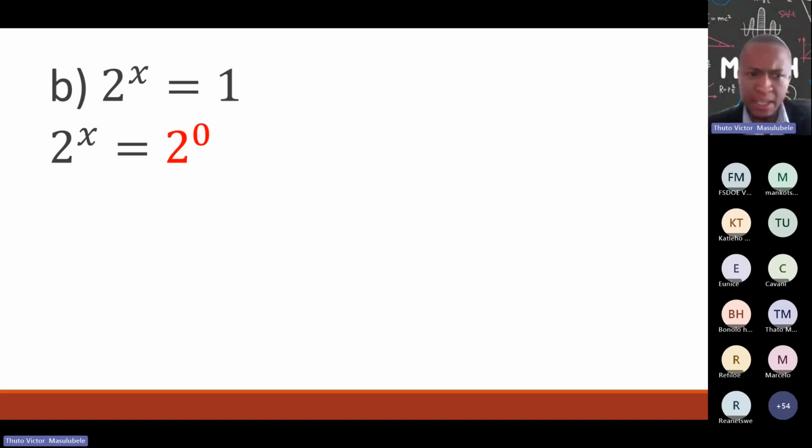Now realize that we have bases that are the same on both sides of the equation. And now what needs to happen? All you need to do is to equate your exponents, and therefore x will be equal to 0.